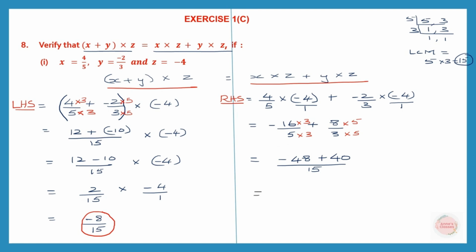So here what do we have? Minus 48 plus 40. Signs are different. Put the sign of the bigger number and subtract. 48 minus 40 is 8 and 15 we have. So here what's the answer on the right hand side? Minus 8 by 15. And on the left hand side, minus 8 by 15. That means left hand side is equal to the right hand side, and we have verified that. Okay, so for the first question, we have verified and shown that the answers on the left hand side and the right hand side are the same.